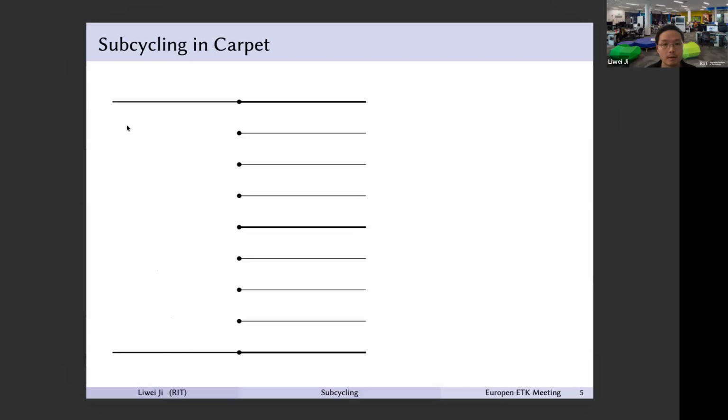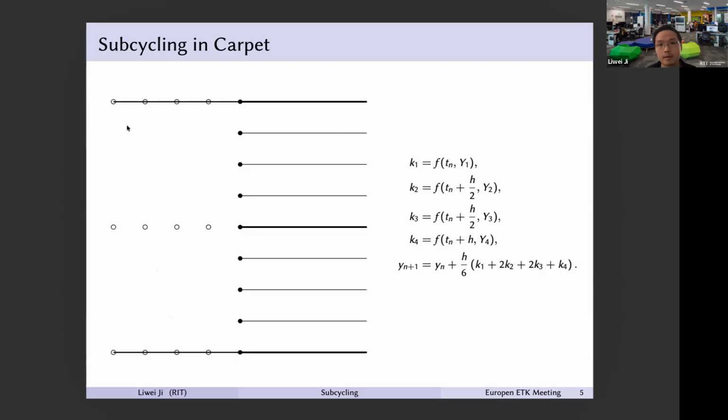So in Carpet, if we look at the Arcane method, at the beginning we first do a time integration with the coarse level. Then after that, we do the iteration on the fine level. But when you prepare this intermediate right-hand side, you need to evaluate this f function.